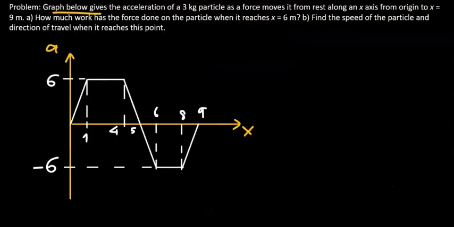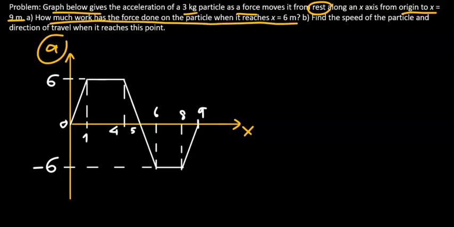The graph below gives the acceleration of a 3 kg particle as it moves under the influence of a force from rest along the x-axis from the origin to x equals 9. So this is the origin and that is the x equals 9 mark. How much work has the force done on the particle when it gets to the x equals 6 meters mark? That means that point.